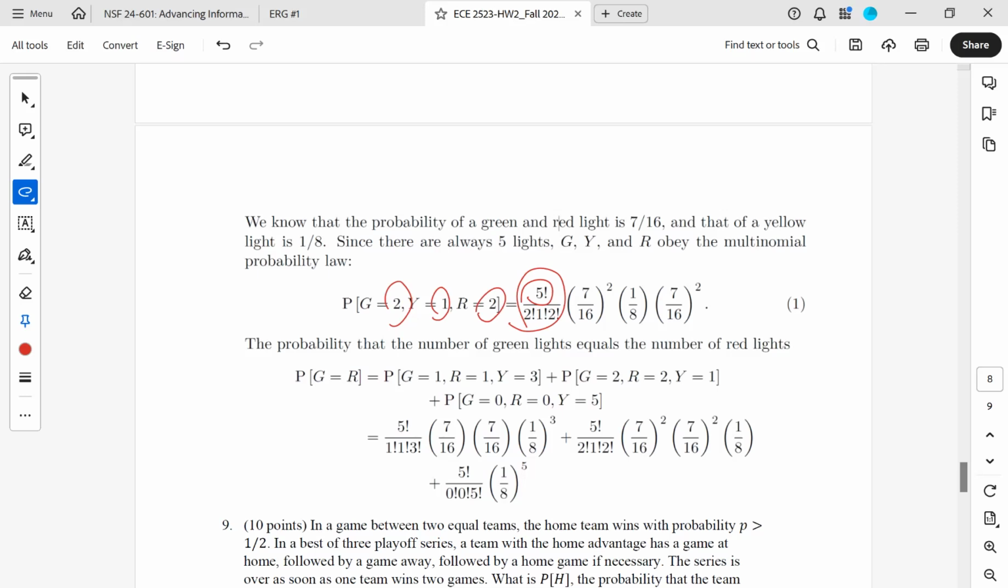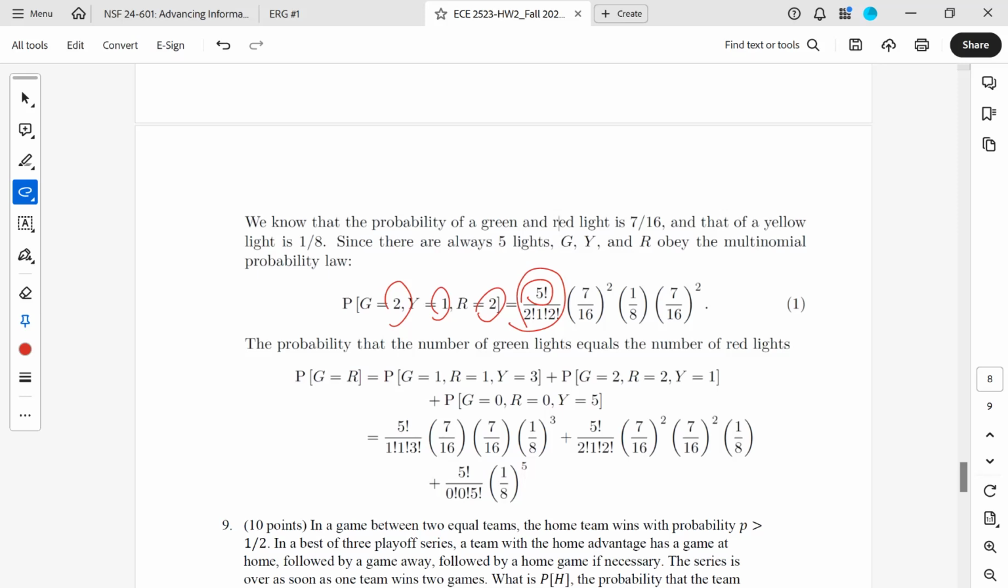Okay? But that's not the probability. It's the number of ways that you could arrange the elements. Now, you have the number of ways. At the same time, your probability should happen. So you want 2 green lights. What was the probability of having a green light? 7 over 16. You want 2 of them. The first one and the second one. What does that mean? Multiplication, and.